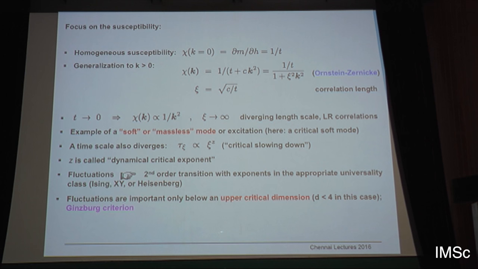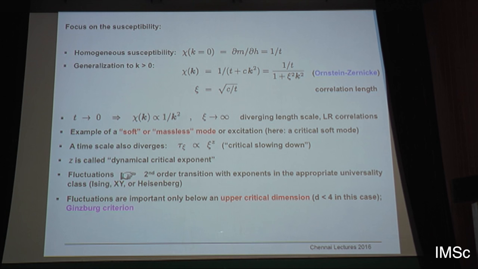Also interesting is that as we go to criticality, if we let little t go to 0, then you see our susceptibility goes like 1 over k squared. So at criticality, as a function of wave number going to 0, the susceptibility diverges like 1 over k squared. And that's one indication of the long-range correlations that happen near the critical point.